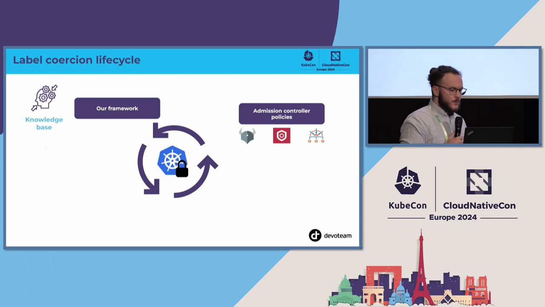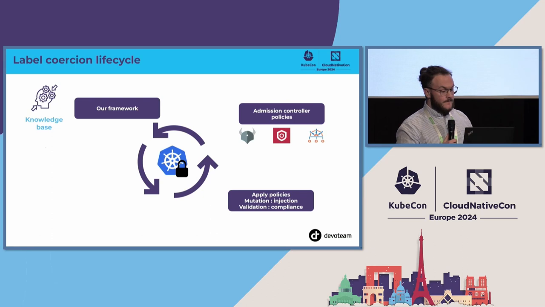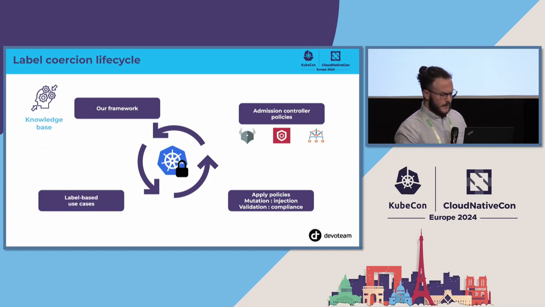Then we will use it with admission controller policies of any type. Then we will have to apply these policies, which could be mutation, so injecting new labels on a resource, or validation, to check labels defined on the resource you deploy. And then we will have the label-based use cases, as Carl presented earlier. So these are the topics of the first part of our presentation on anticipation, which is the key if you want to truly manage your labels.